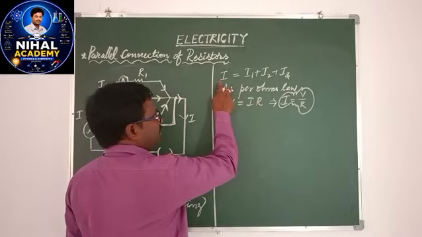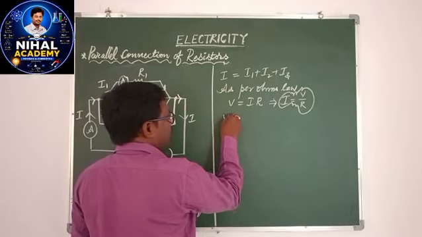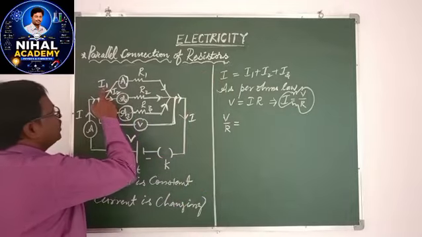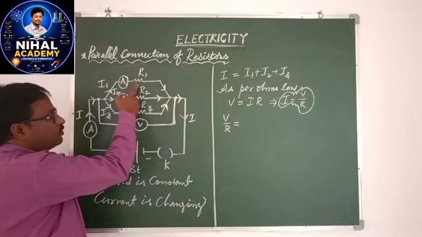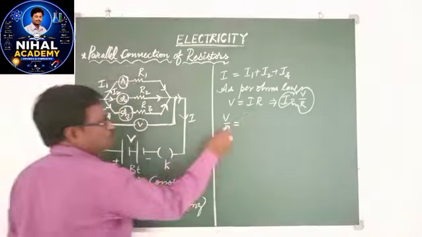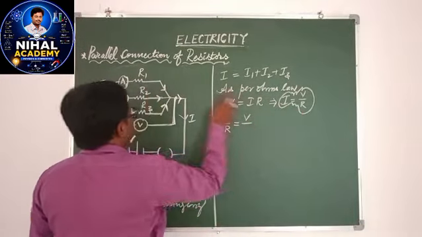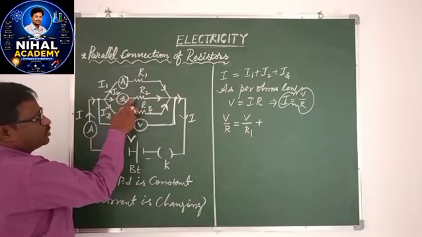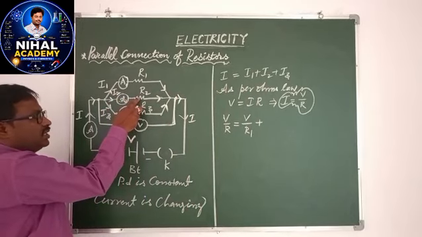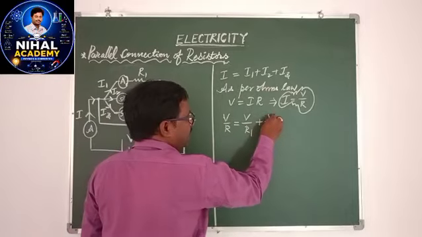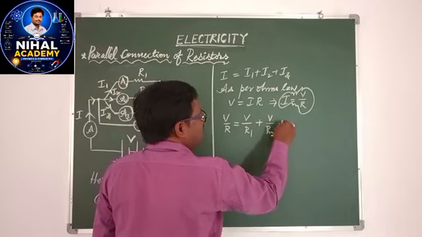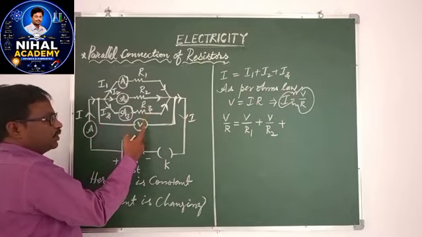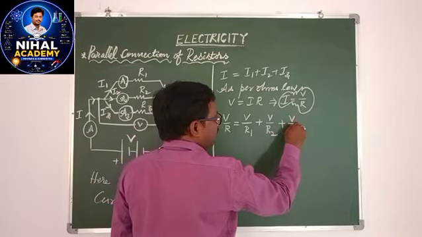If you substitute this value here, then instead of I, we can write V by R is equal to I1, meaning I1 amount of current passing through the resistor R1 at the potential difference V, so V by R1, plus I2 current passing through the second resistor R2, here the potential difference is V, so V by R2, plus I3 amount of current passing through the third resistor R3 at the potential difference V, so V by R3.